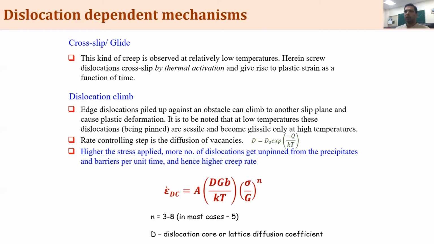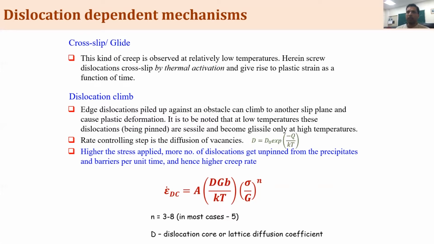Here edge dislocations, when they are piled up against an obstacle, because of the climb motion, they can climb to another slip plane and cause plastic deformation. It is to be noted that at low temperatures, these dislocations are sessile and become glissile only at high temperatures. So you can see that this particular dislocation movement is not present when the temperatures are low. This gets activated only at higher temperatures. At lower temperature, these are sessile, meaning they cannot move.